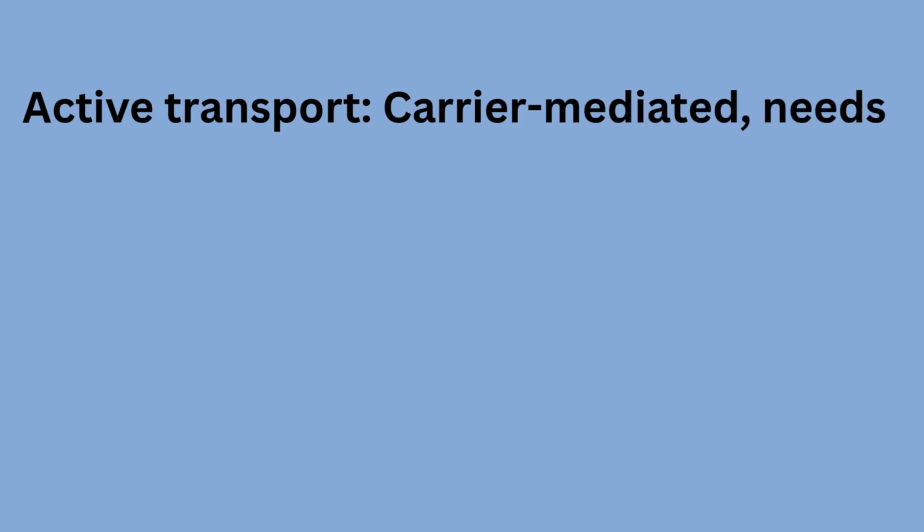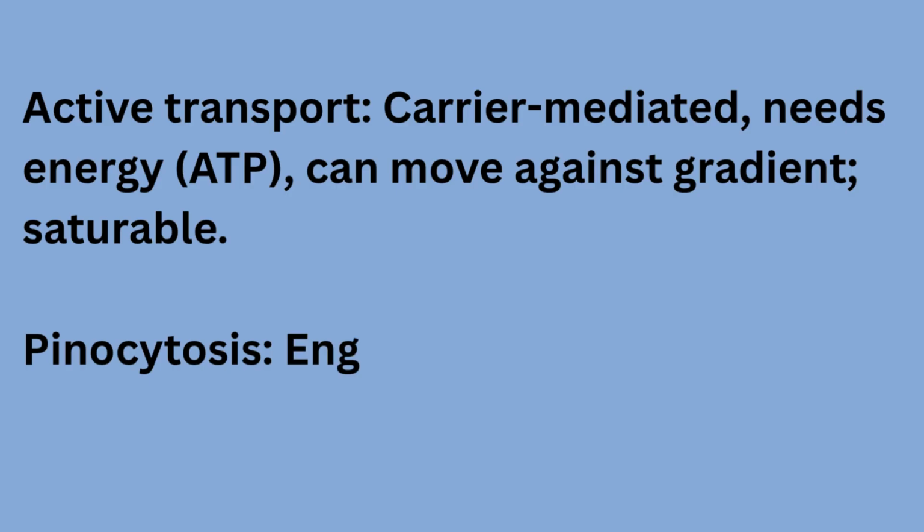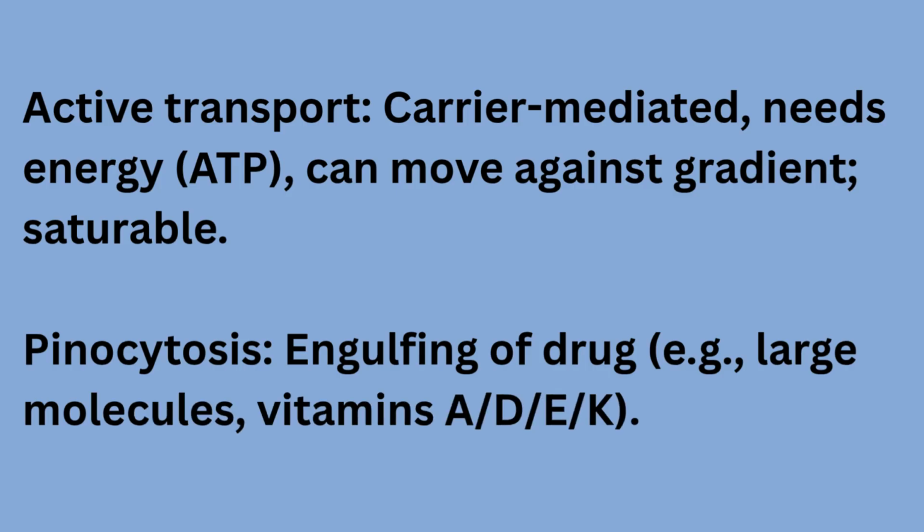The third one is active transport. Unlike the first two, this one does require energy, in the form of ATP. And interestingly, active transport can move a drug against its concentration gradient, from low to high concentration. It's also a saturable process, meaning if all the carriers are occupied, the transport can't go any faster.